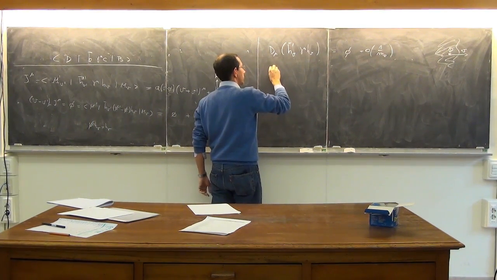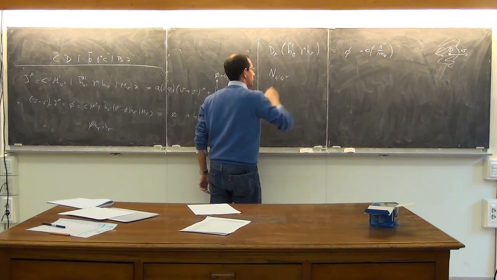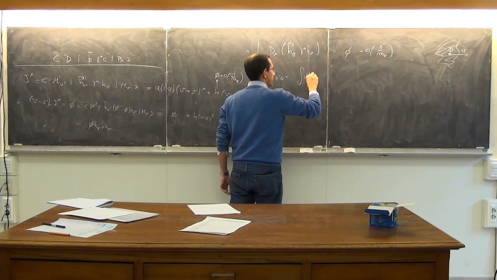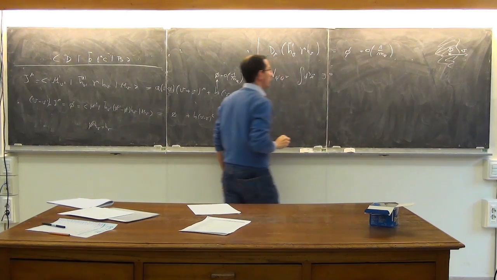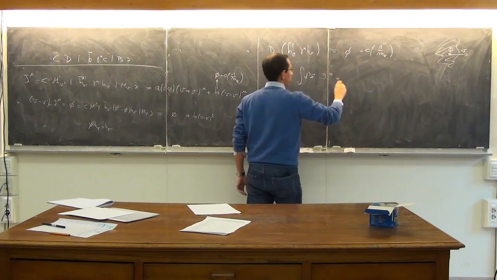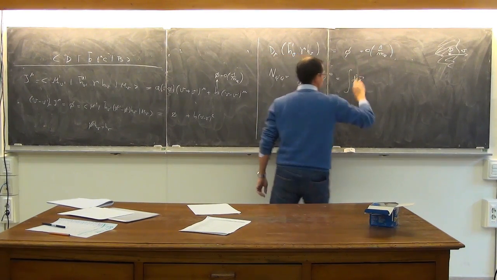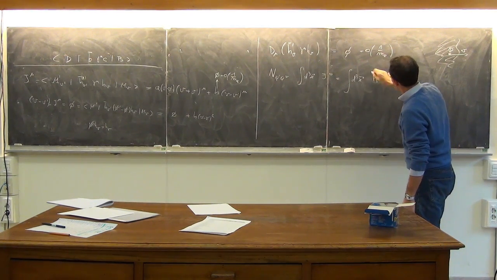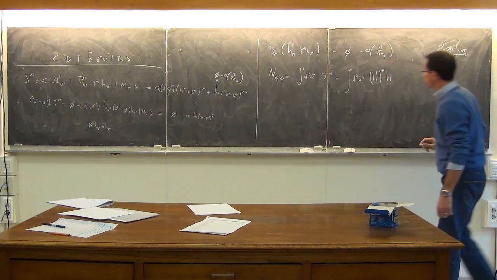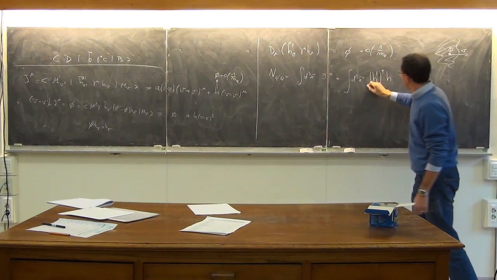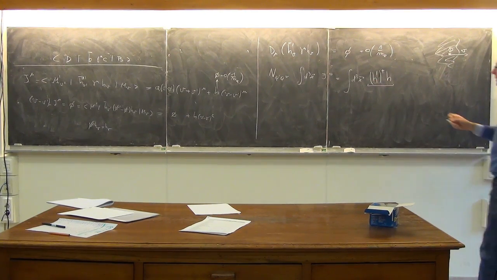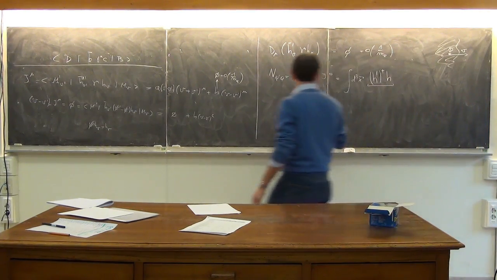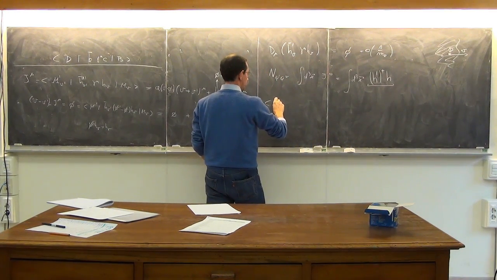So what is the conserved charge? Let me call it n 2 prime 2. So the charge, you know, the Noether theorem, is the integral of the zero component of the current. So the integral. This operator is an operator, so now let's evaluate the matrix element of this thing between states.